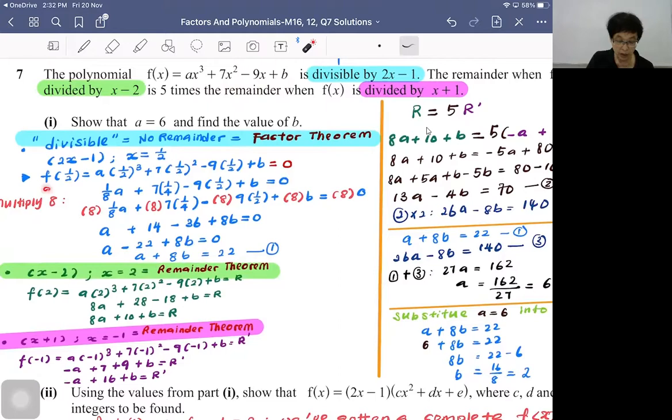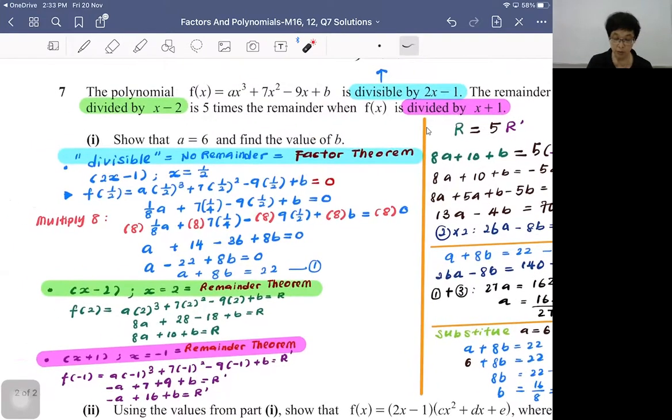Therefore, here we go. f of 1 over 2 equals, substitute, a times a half cubed plus 7, the x squared will become 1 over 2 squared, minus 9 times 1 over 2, plus b. And here we go. This is the key idea about the factor theorem. After the substitution with the root, it will equal 0. Then from there onwards, what we do is simply simplify, rearrange that completed substituted statement into something simpler for us to handle. Okay, here we go.